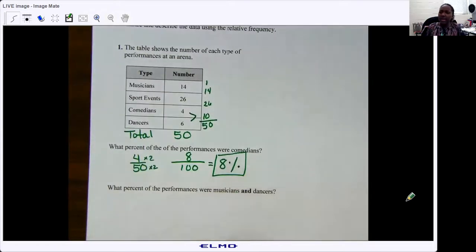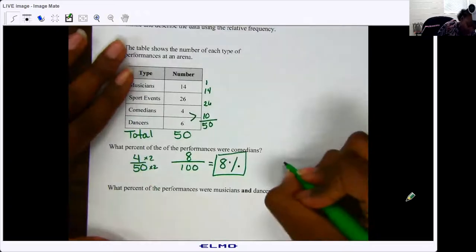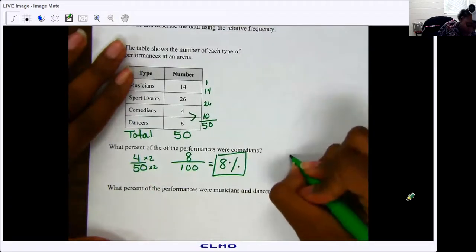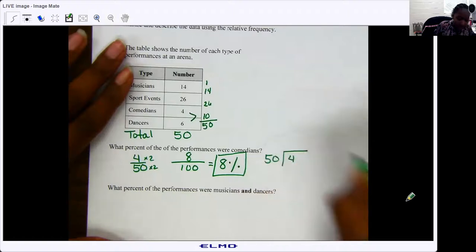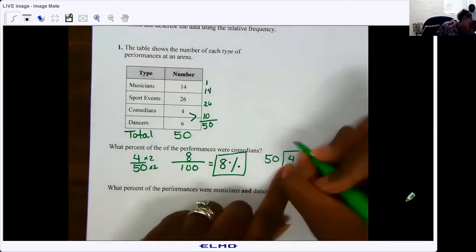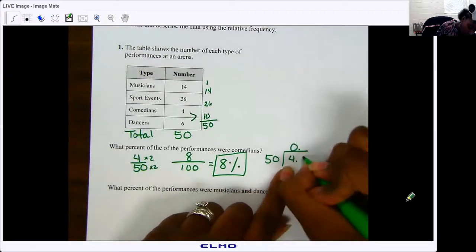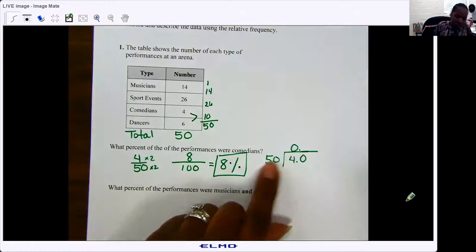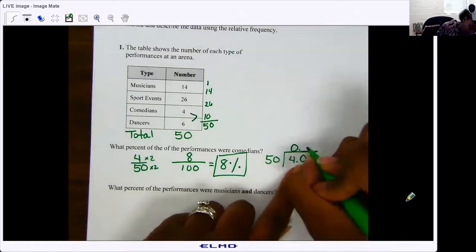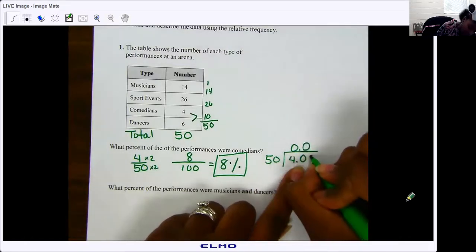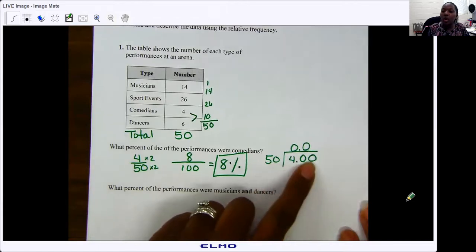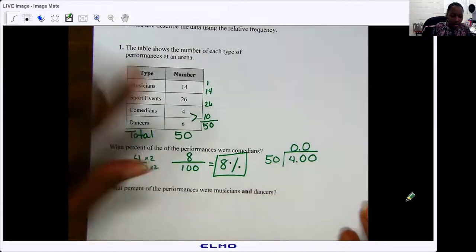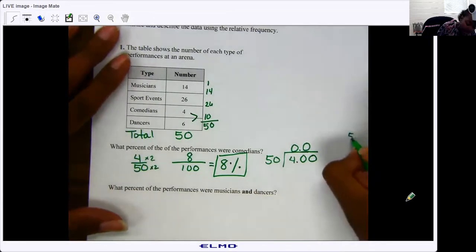Now let me show you with Tybo. Maybe you didn't realize that you can make 50 equal to 100. I would do top in, bottom out. 50 can't go into 4, so I need to put a 0 and a decimal. 50 will not go into 40 either, so I need to put a 0 and add another 0. So I need to see how many times 50 will go into 400, okay? So I need to do some side math.